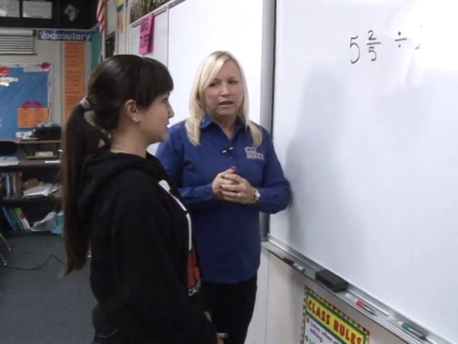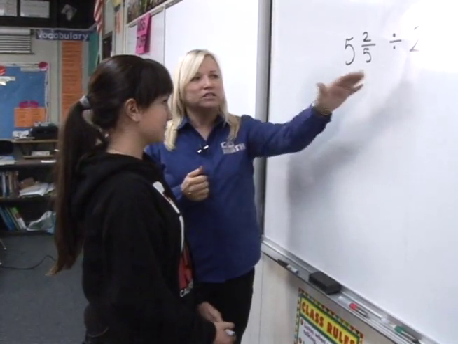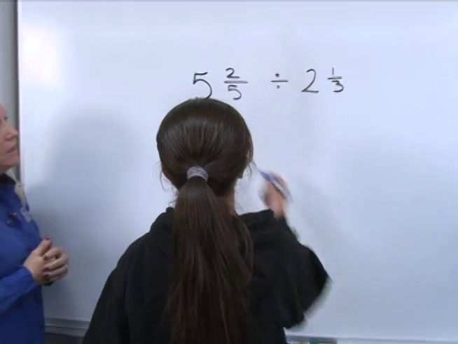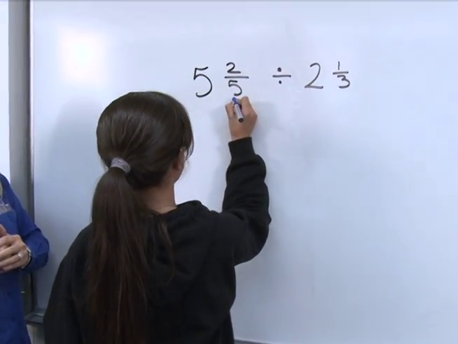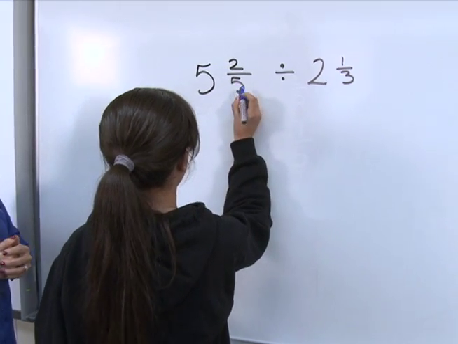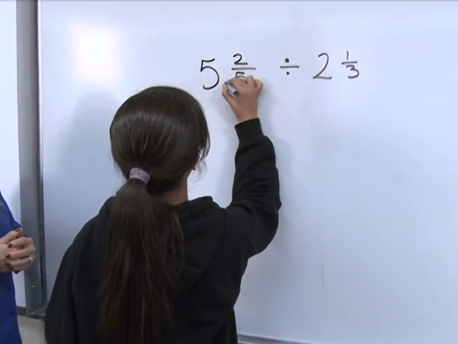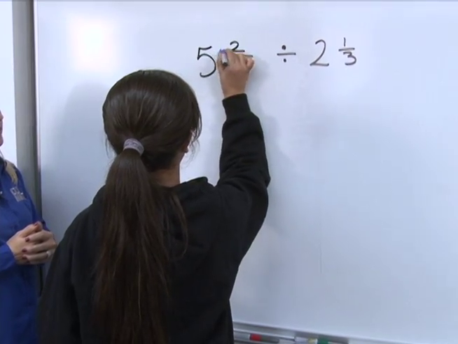You have to change it into an improper fraction. Okay, so go ahead and change these both to an improper fraction, and talk me through it. You have to multiply the denominator and the whole number. Very good. It equals 25, and then you add the 2. Okay, and what does that give you? 27.